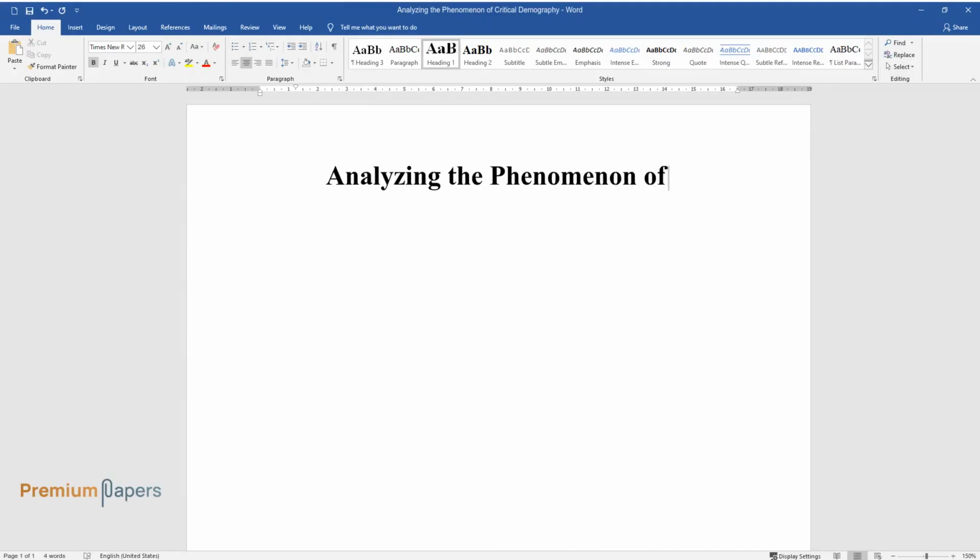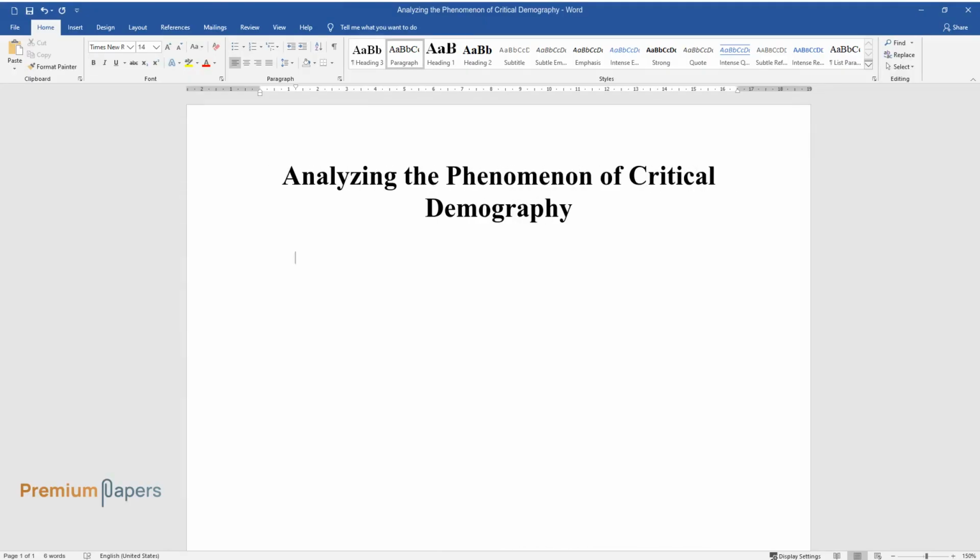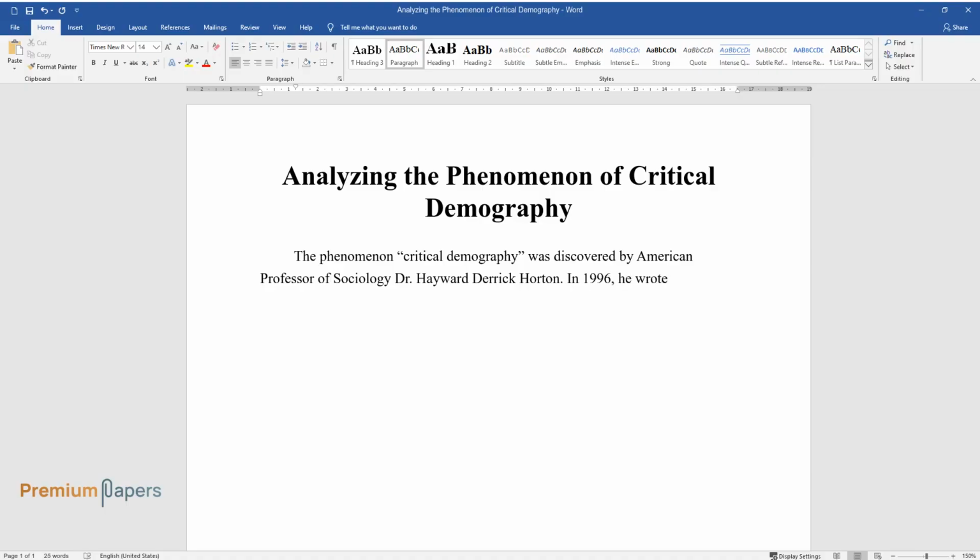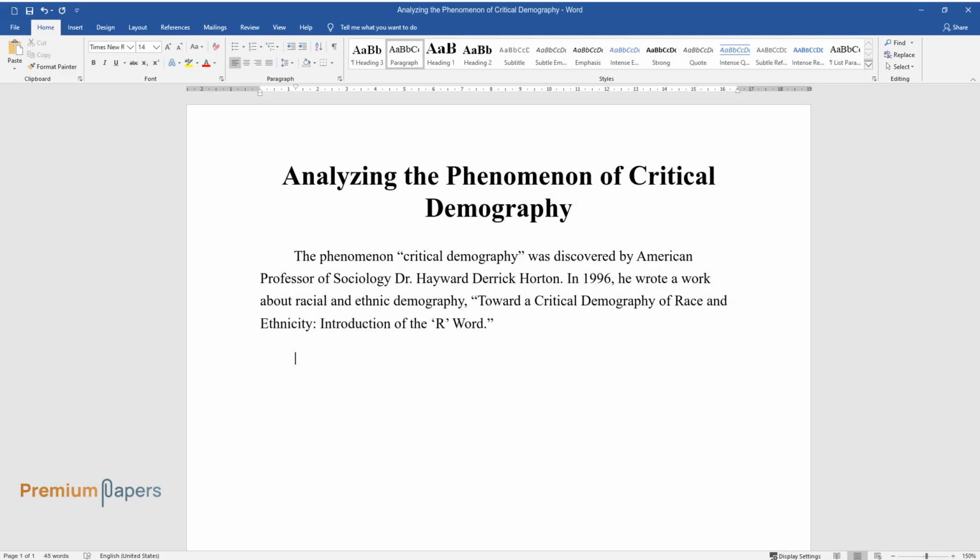Analyzing the phenomenon of critical demography. The phenomenon of critical demography was discovered by American professor of sociology Dr. Hayward Derrick Horton. In 1996, he wrote a work about racial and ethnic demography, "Toward a Critical Demography of Race and Ethnicity: Introduction of the R Word."